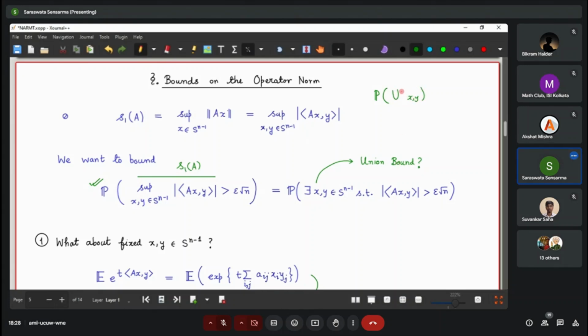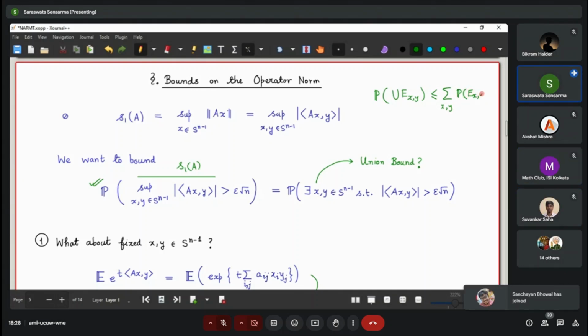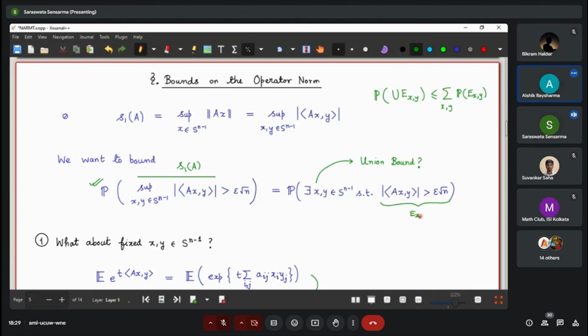Where Exy is the event that this happens, and whenever we see that, the first thing we think about is the union bound. But there is a problem with the union bound at the moment. Can anybody point out what the problem is? This union is an uncountable one. Exactly. Even if we can give wonderful bounds to this guy, there is no hope of giving a good bound to the probability. So we'll have to come back and tackle that problem.